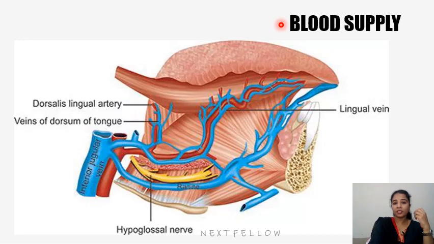And venae comitantes accompanying the lingual artery, you can see the two venae comitantes, get joined by the dorsal lingual veins, and venae comitantes accompanying the hypoglossal nerve also drain into the internal jugular vein. These veins unite at the posterior border of the hyoglossus muscle to form a lingual vein, which drains either into the facial vein or into the internal jugular vein. So that is about the venous drainage of tongue.